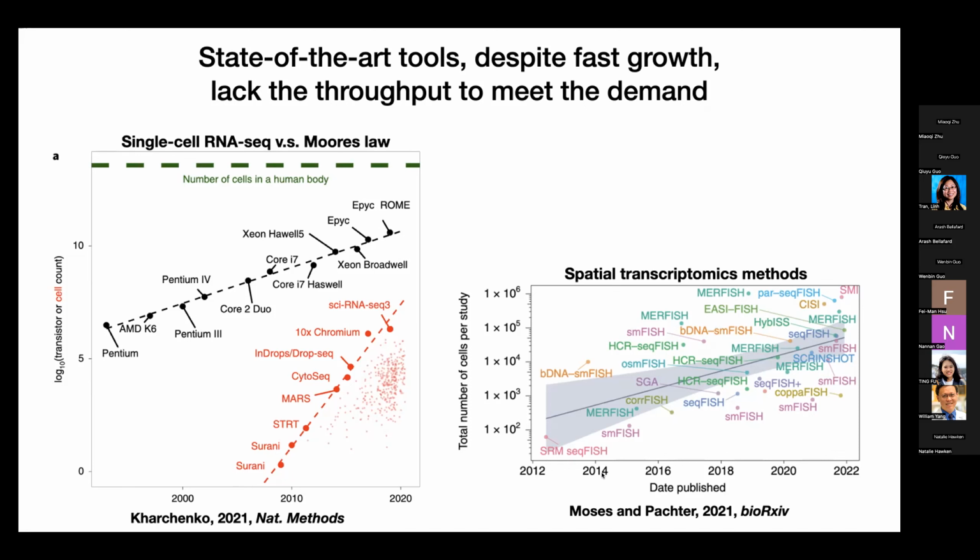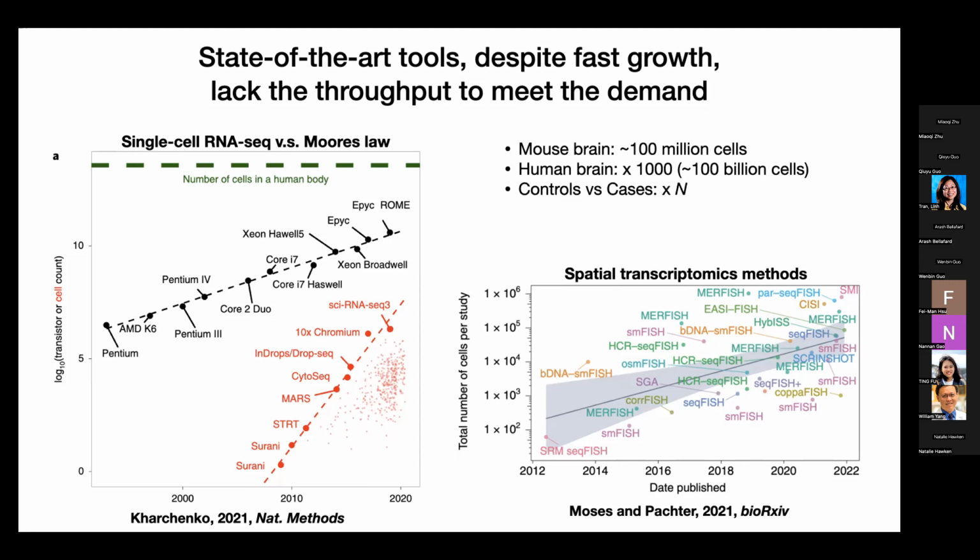And on the right, it's a different technology called spatial transcriptomics, which also goes up exponentially. A decade ago, we could barely profile about 100 cells, but now we can profile up to 1 million cells in a single experiment. Such an achievement is amazing, but compared with the biological complexity, for example, in the mouse brain alone, there are 100 billion cells, and the human brain is almost 1,000 times larger than the mouse brain.